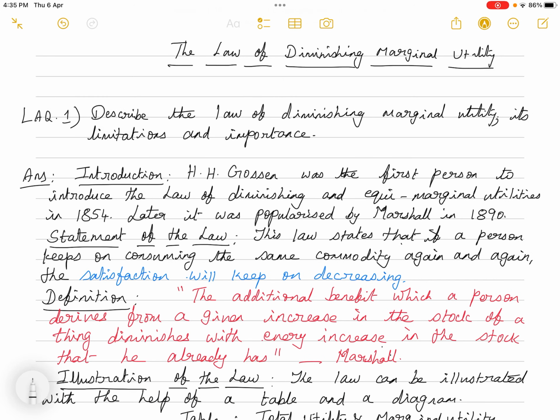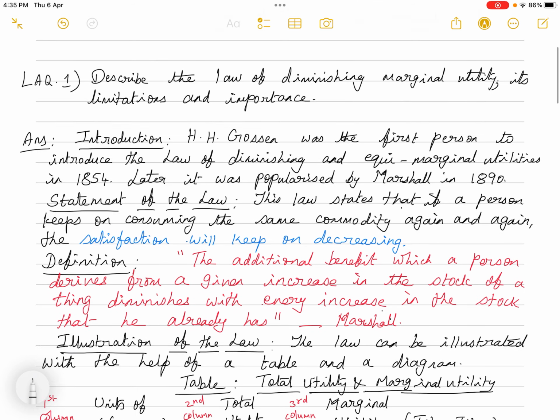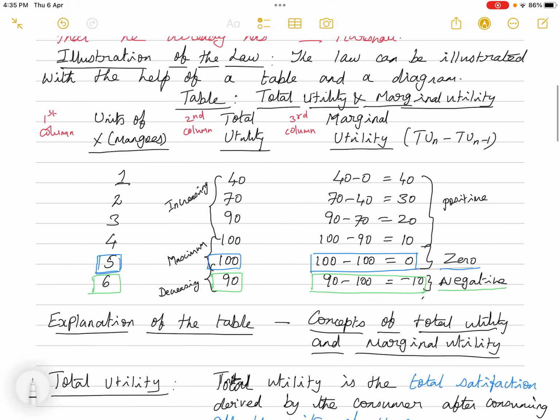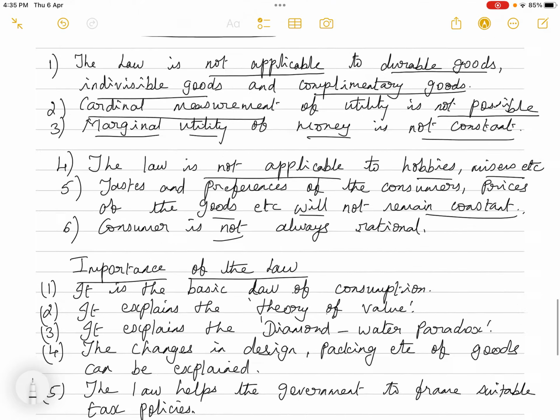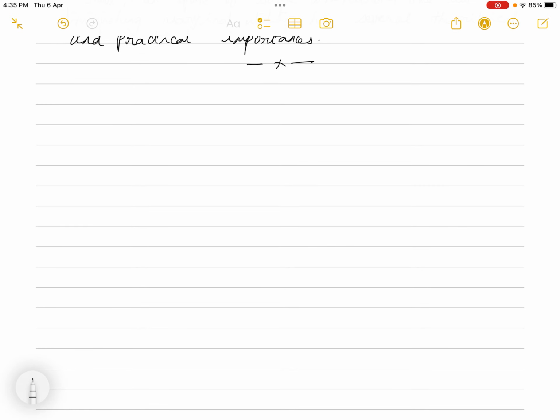Okay. So the first LAQ is: describe the law of diminishing marginal utility, its limitations and importance. So actually there is a format in writing the essay answer. The format is, first you have to write the introduction. Then you have to mention the statement of the law, what the law says.